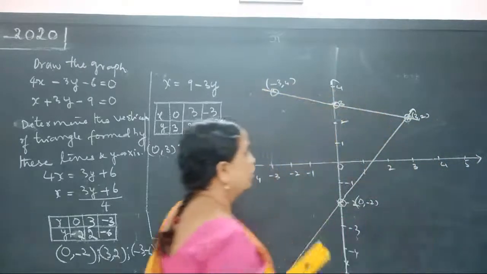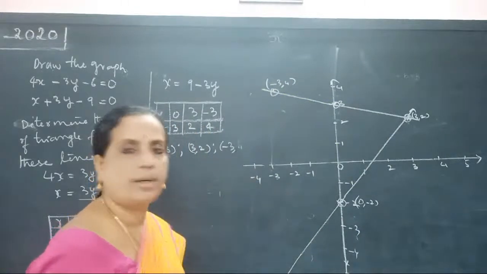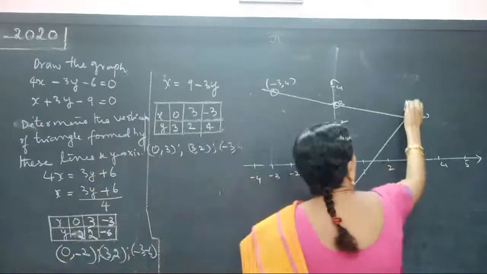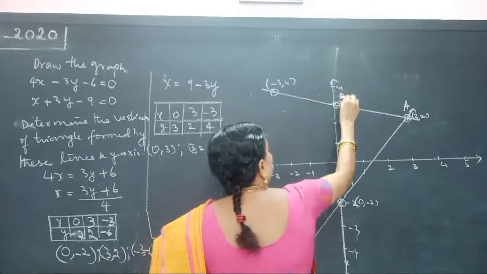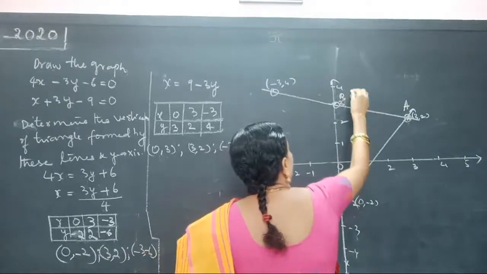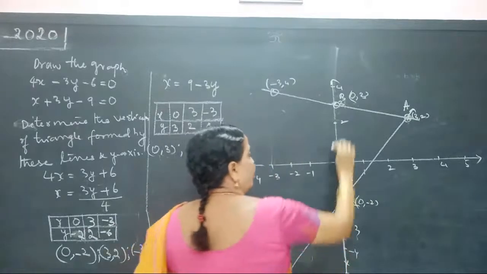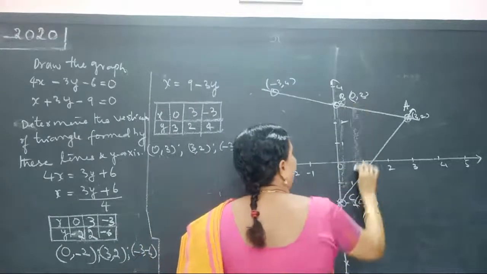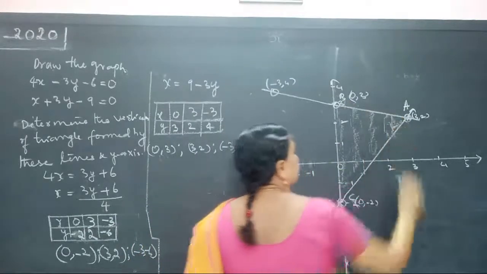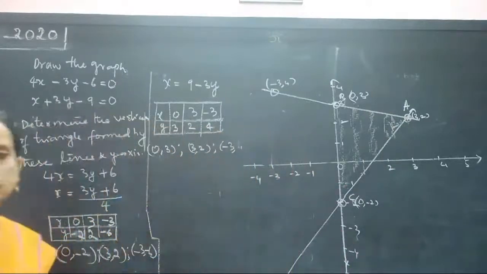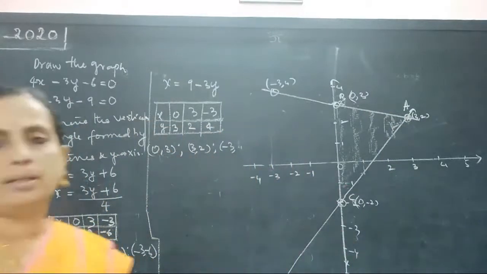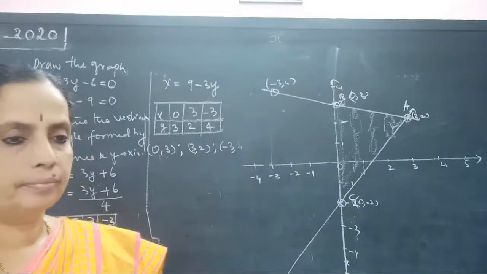Okay. Now the vertices of the triangle are A (3, 2), B (0, 3), and C (0, minus 2). This is the region we need to bound. This is how we get the figure. Okay, now?